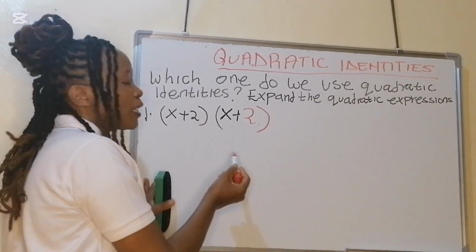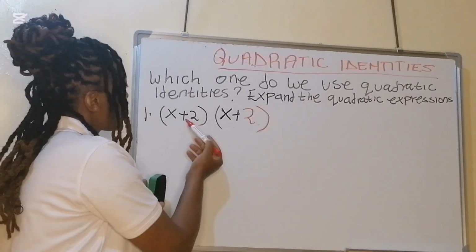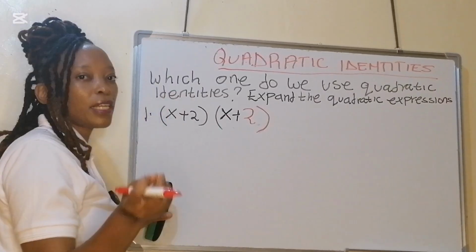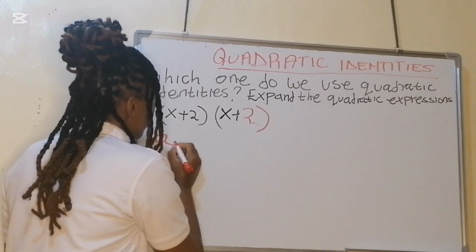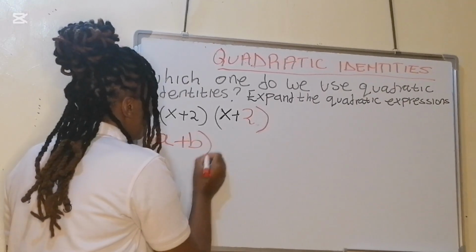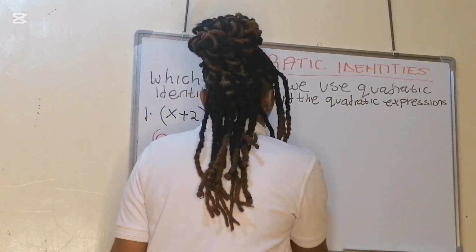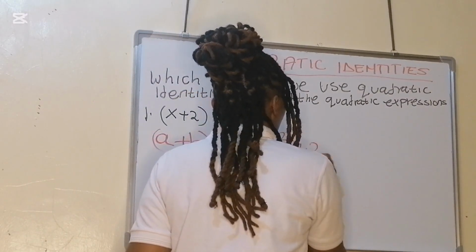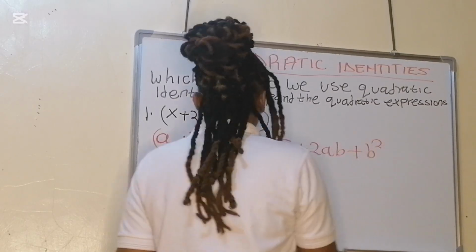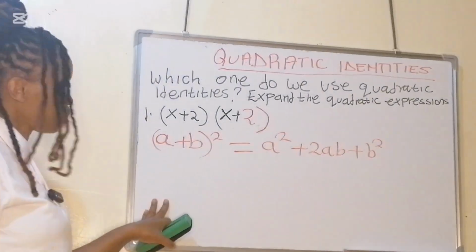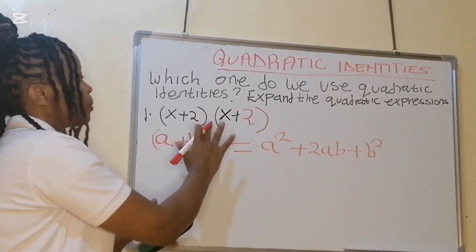Okay, so we have said we are going to use the quadratic identity to expand x plus 2 times x plus 2. We have 3 quadratic identities. We are going to use this one: a plus b squared is equal to a squared plus 2ab plus b squared. This is the quadratic identity we are going to use, according to the quadratic expression we have been given.